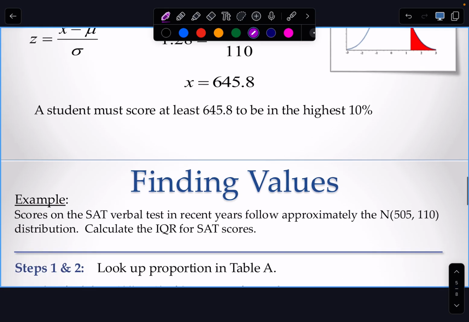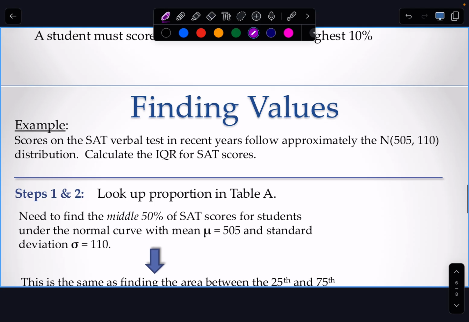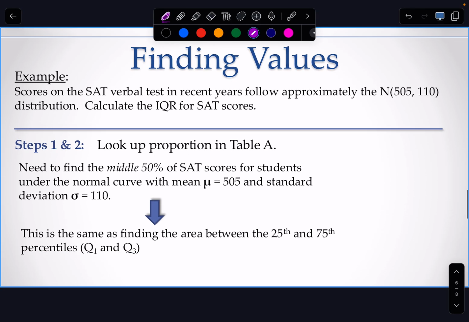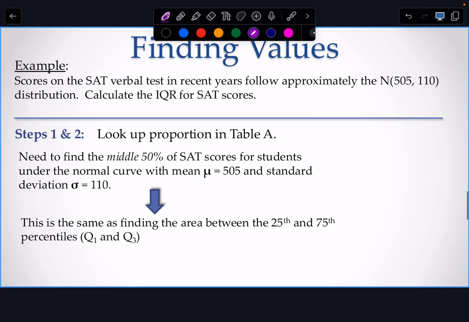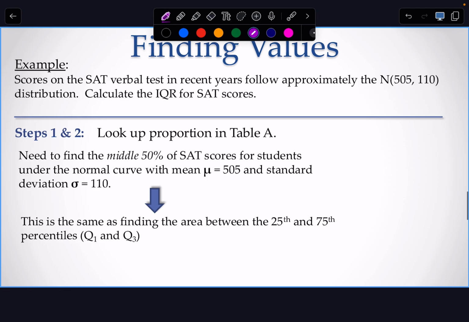The other thing you need to be aware of is what happens when they look for middle percentages. Same scenario: normal distribution, 505 for the mean, 110 for the standard deviation, but this time we want to calculate the IQR. If I want to calculate the IQR for SAT scores, we need to remember from our conversation about IQR that it means the middle 50% of SAT scores. So now I'm looking for the middle 50%. That IQR entails quartile 1 and quartile 3.